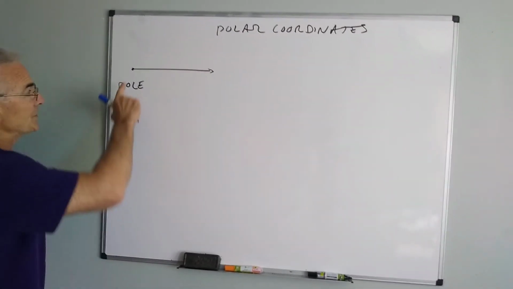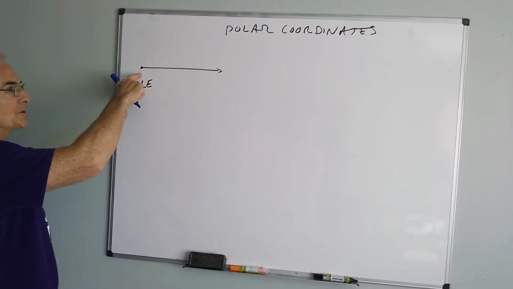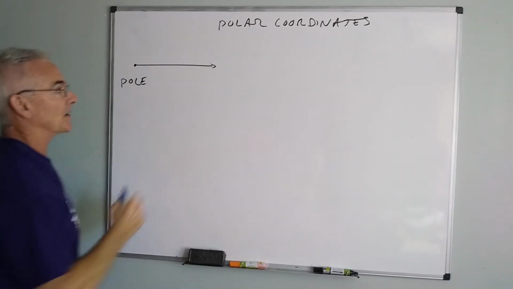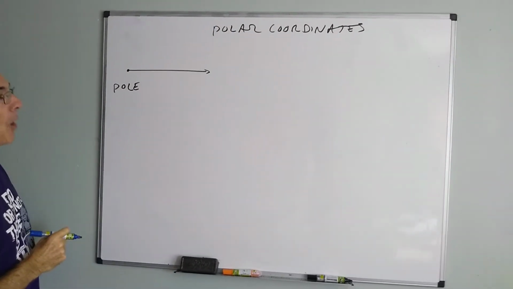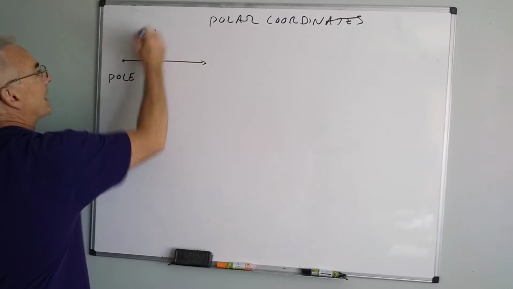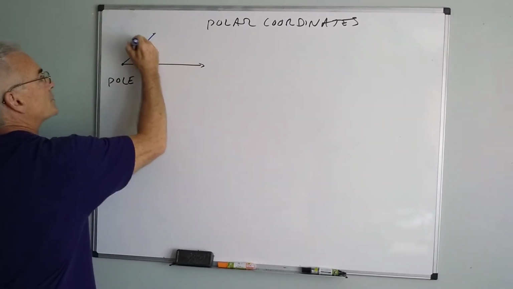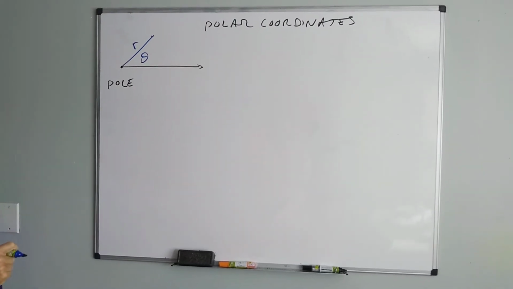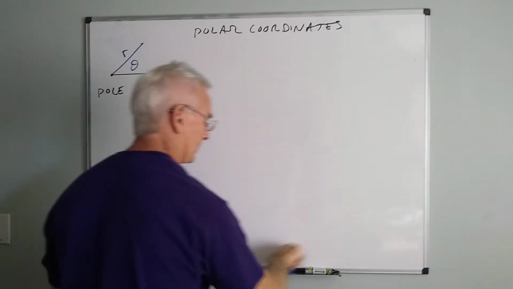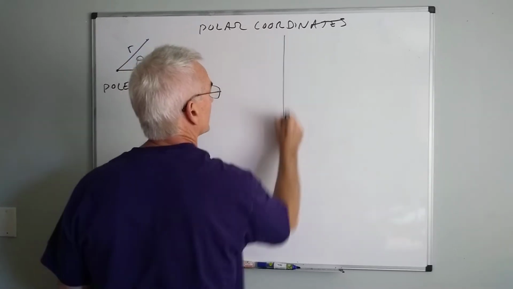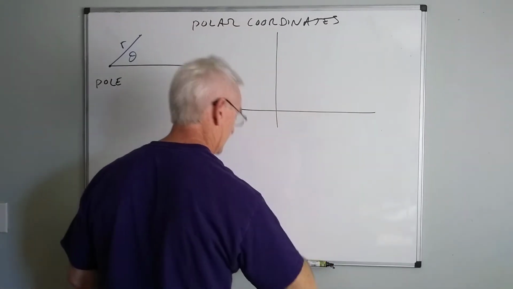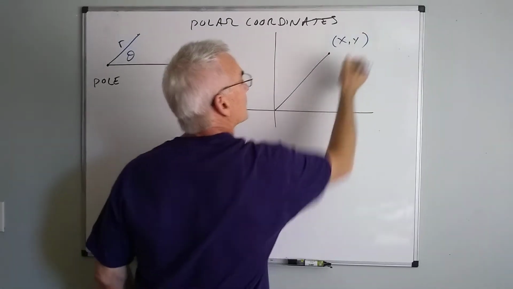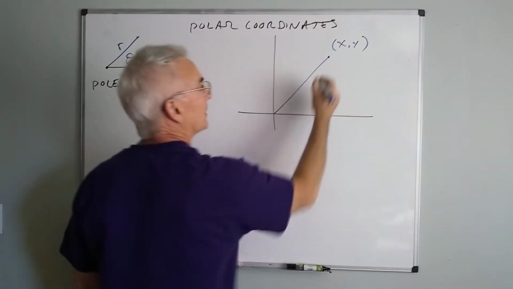Now, we start with a point called the pole, which basically is the origin on the xy plane, and then the positive x-axis is a ray coming out of the pole. Then all points are measured as the distance to the pole, which we will call r, and the angle made with the pole, which we'll call theta. So if I put that on the xy plane, then that gives the picture for any point xy on the xy plane.